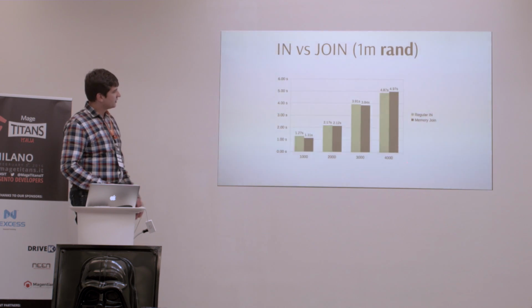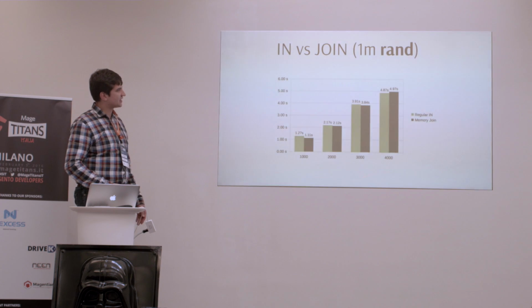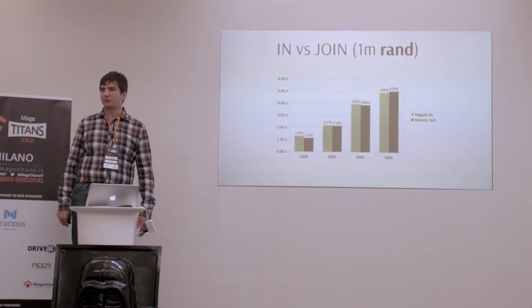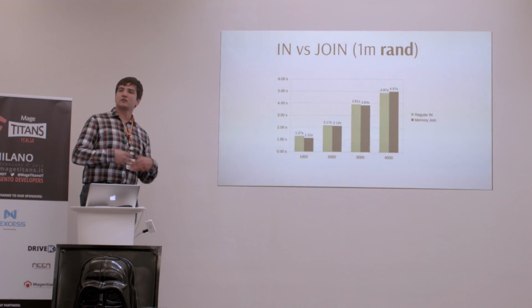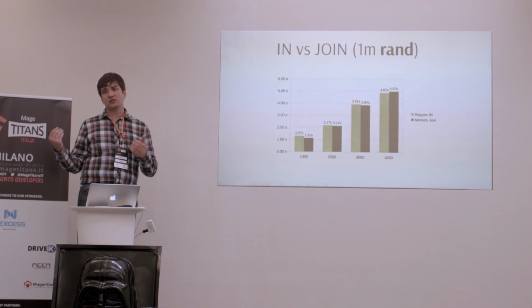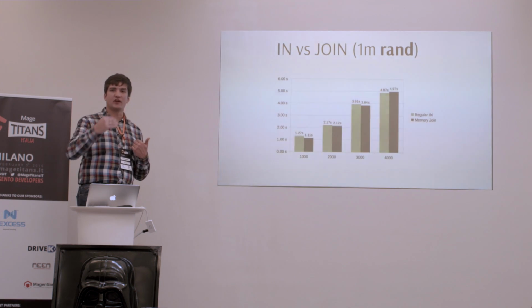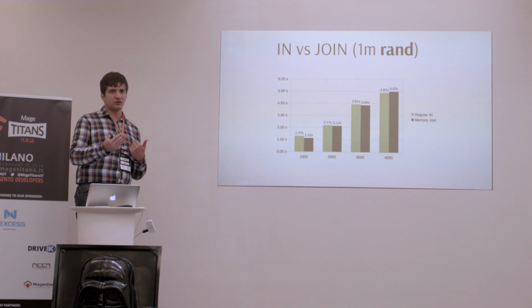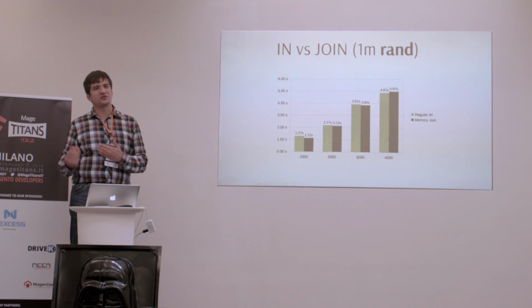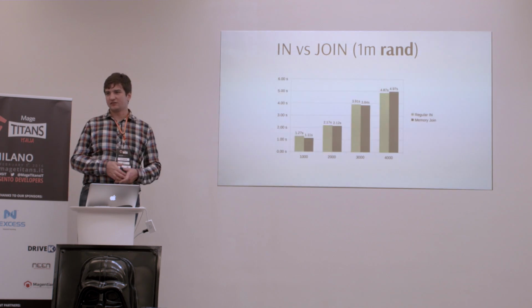So as you see, on retrieving 4,000, the IN statement was even faster than the memory table. So you need to make sure that if you want to export big data sets, you need to order your IDs one by one. Do not do it in random direction. Otherwise, you will run into performance issues while retrieving this data.